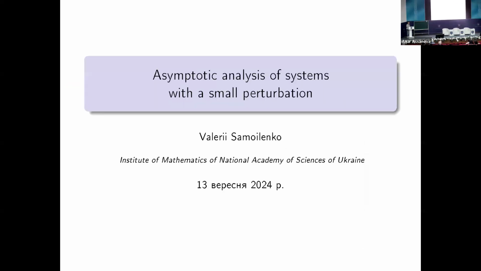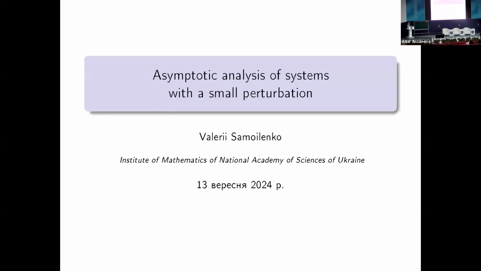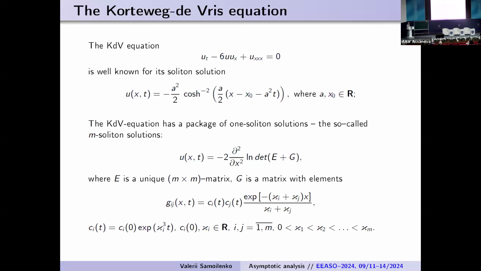Okay. Good morning, everybody. Today's lecture is devoted to the asymptotic analysis of systems with a small perturbation. We will consider the KdV equation, the Korteweg-de Vries equation, and this equation is very popular for different studies, and a lot of problems were studied for this equation.